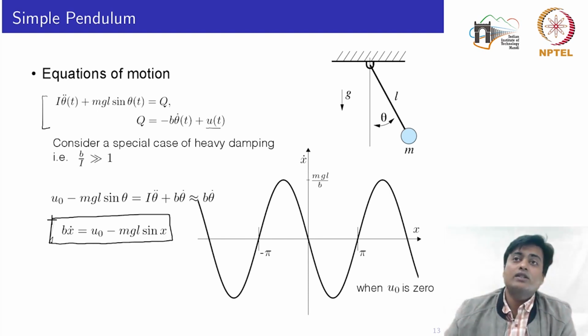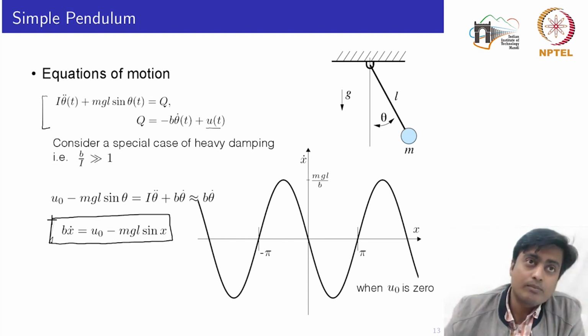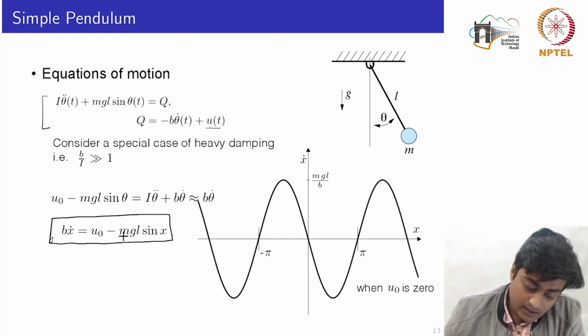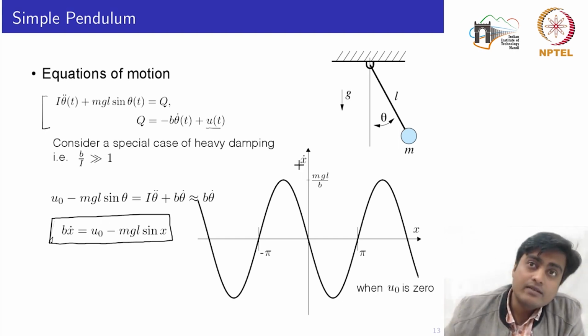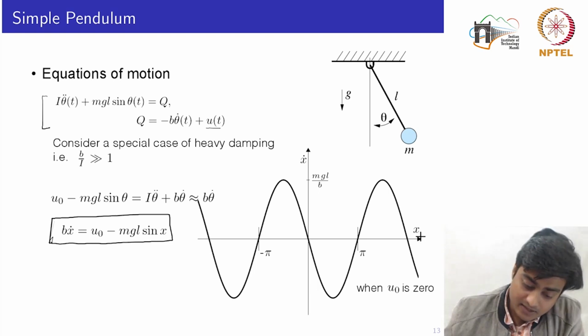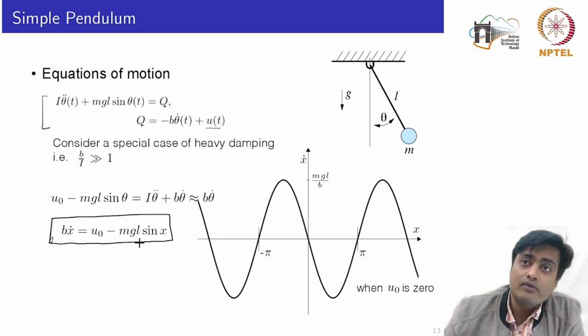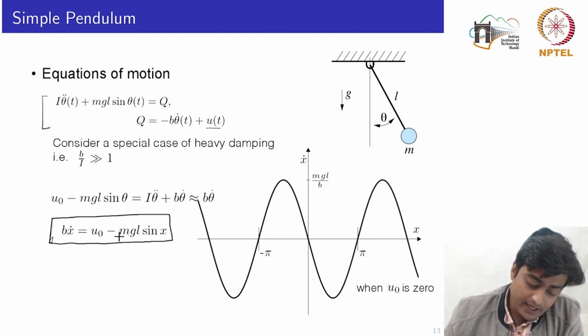Now here, since U is the external force supplied to the simple pendulum, if we consider U equal to 0 and we plot the graph with x dot as the y-axis and x as the x-axis, then this is how the motion is defined, because it is a pure sinusoidal function scaled by the factor mgl by b.